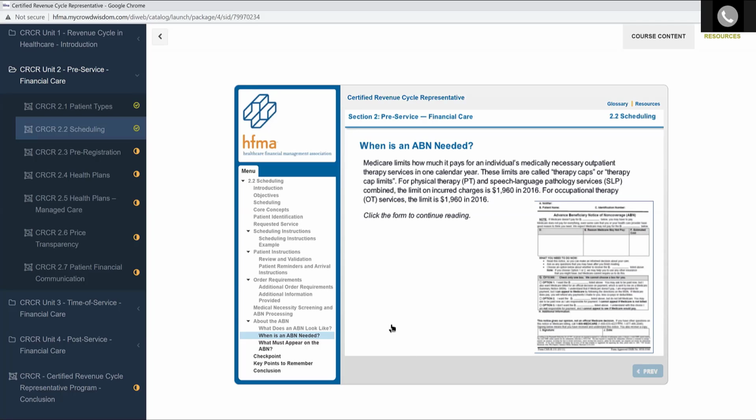An ABN is not used for inpatient services. The inpatient counterpart to the ABN is the hospital issued notice of non-coverage, also known as the HINN.